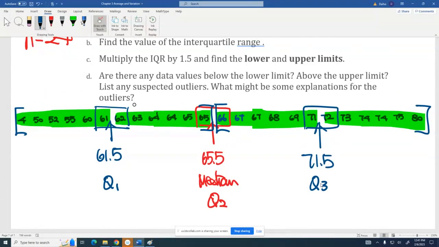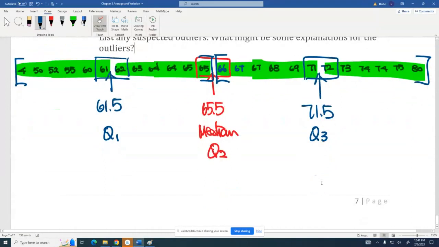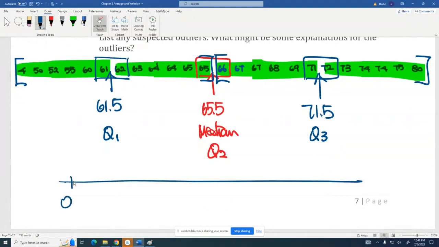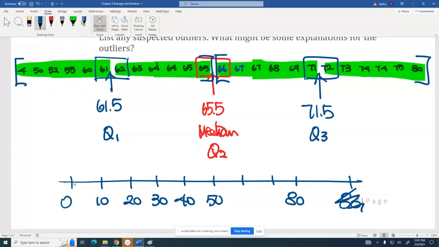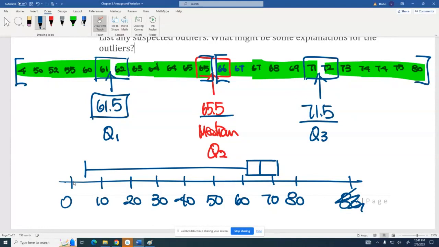Can you make the box and whisker? Right? Yeah. We have to make the scale first, from 0 to 80. Here's 10, 20, 30, 40, 50, 60, 70, 80. Put the box: 61.5 and 71.5, with the median 65.5 in the middle. Extend the whisker down to the minimum, 4, and up to the maximum, 80.